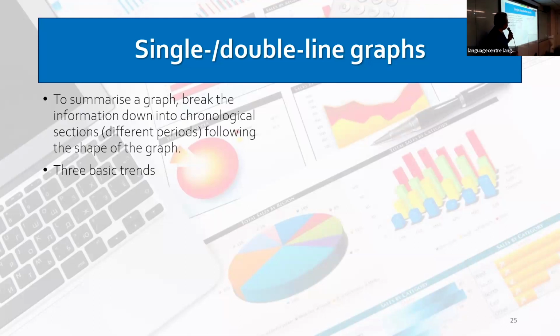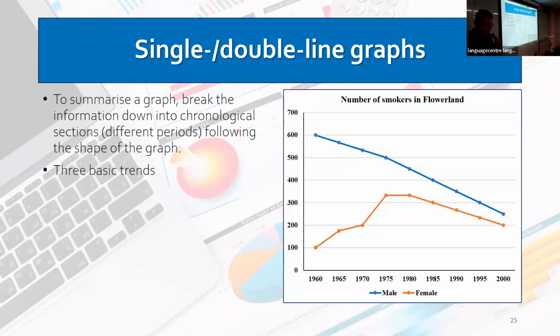So for single or double line graphs, how can we deal with graphs in general? This is an example of a double line graph. In a single line graph, you will only see one line. But here, in a double line graph, you can see two lines. The graph here is comparing male and female smokers in Flowerland. You can see two lines here because this graph compares two groups of people, men and women, or male and female smokers.